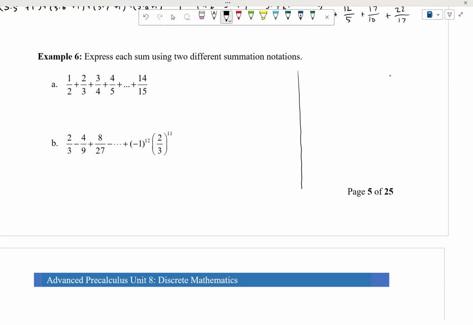Wait, did you say the page? Yeah, do A and B. I was thinking just one of them for each. If you want to do a second one, you can. Okay. You're fine.